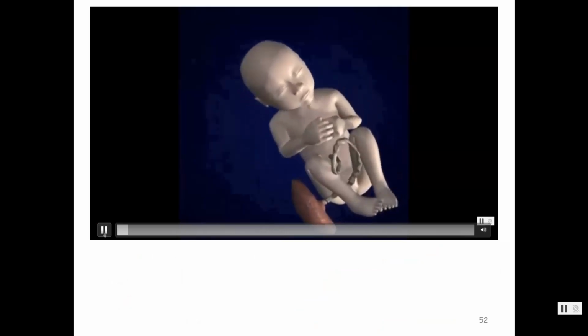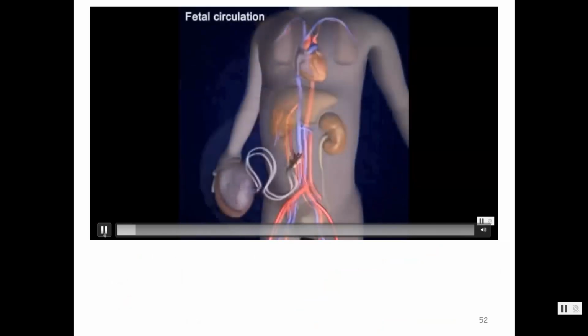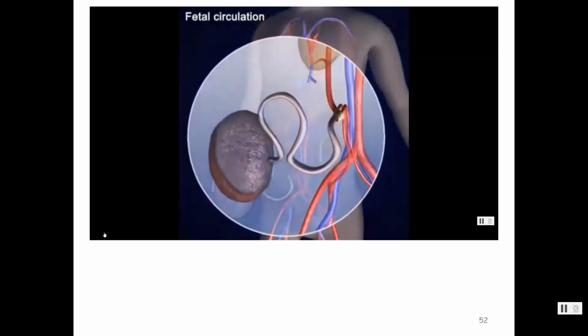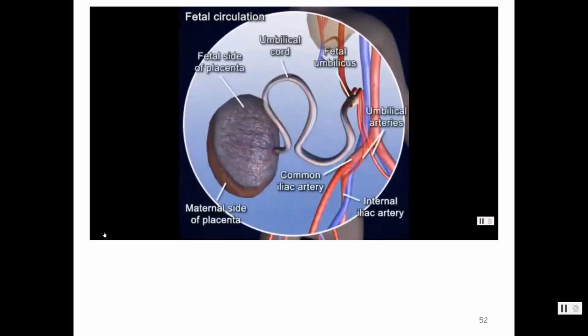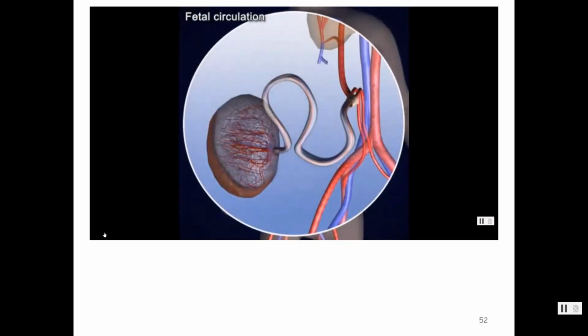The placenta, located in the mother's uterus or womb, allows the passage of oxygen and nutrients from the mother's blood through a membrane to the baby's blood. From here, it flows through the umbilical vein into the baby.